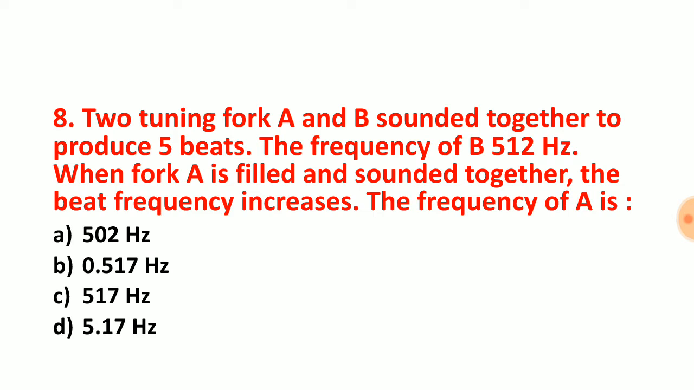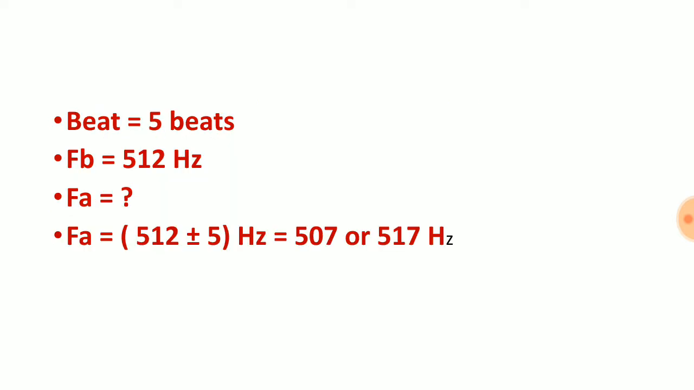Two tuning forks A and B sounded together produce 5 beats. The frequency of B is 512 Hz. When A is filled and sounded together, the beat frequency increases. The frequency of A is, when frequency of B is given and beat frequency is 5, then our answer for A can be 512 plus minus 5 Hertz. Here the answer could be 507 or 517.